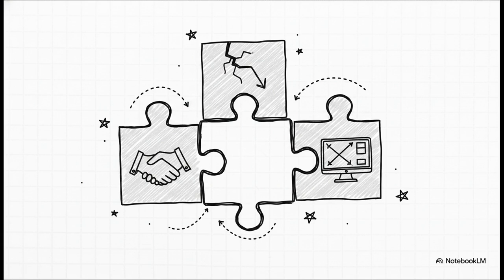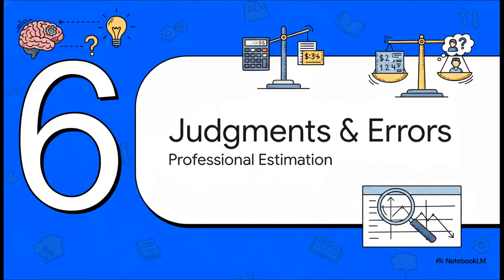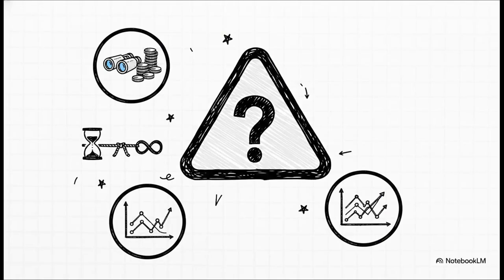Finally, we reach stage 6, judgments and errors, the human element. This is where practitioners really make or break their compliance. So we have to flag a few major areas of estimation uncertainty. First, assessing the probability of future economic benefits. That requires thoroughly analyzing management's best estimate of economic conditions over the asset's entire life.